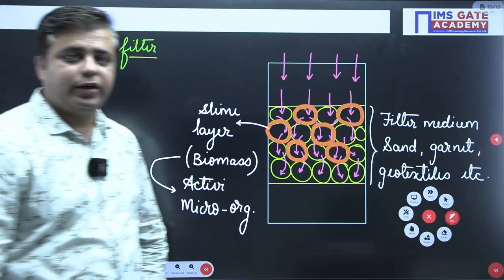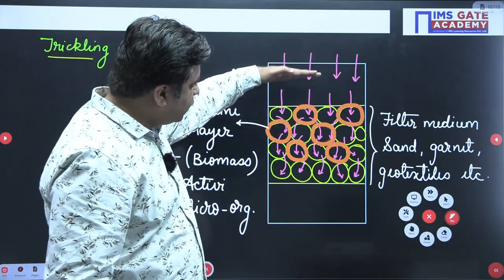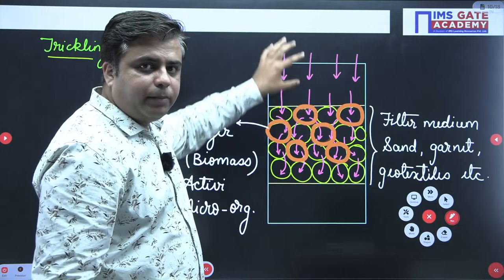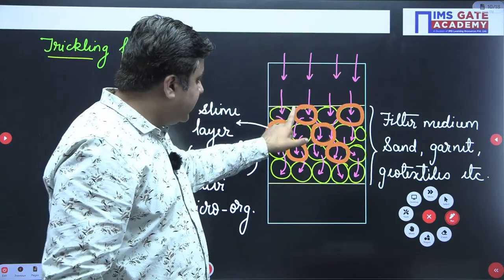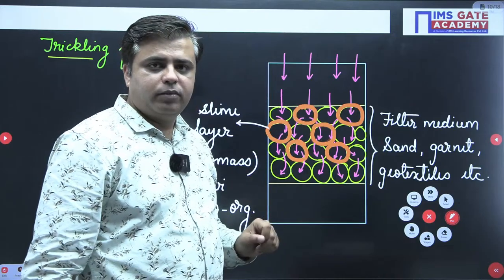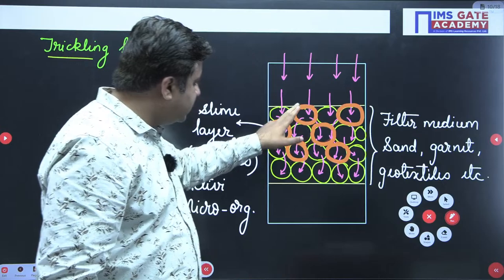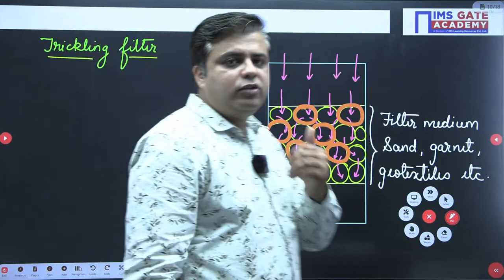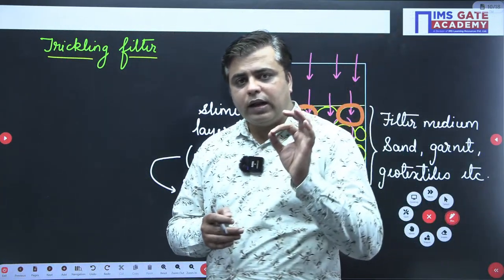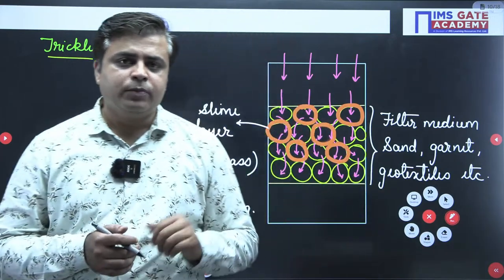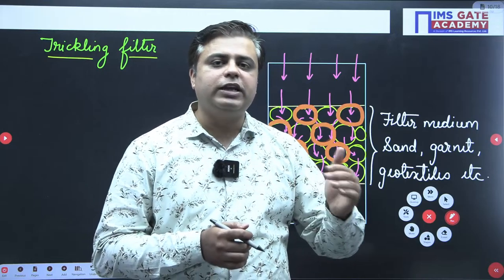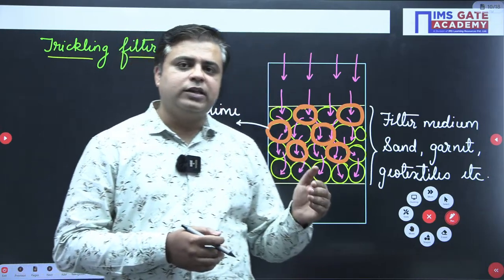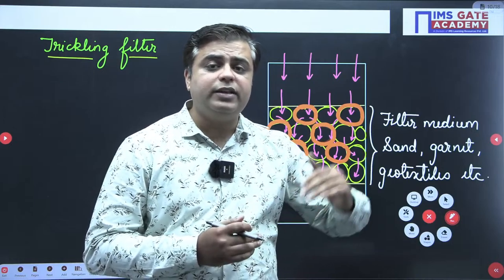Now see how the things are going. You have just applied the wastewater over the trickling filter. This water will trickle over the filter medium, and the biomass present in the wastewater will get attached over the surface of the filter medium, right? And this biomass layer is known as the slime layer. This slime layer contains active microorganisms. So initially, when you start the process of trickling filter, you allow the formation of slime layer to take place. Formation of slime layer takes place in 2 to 3 weeks. So initially, when you start operating any trickling filter unit, for 2 to 3 weeks, development of slime layer will take place, then only the treatment will start.